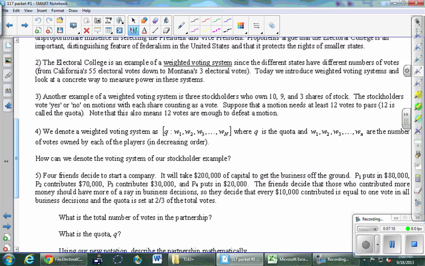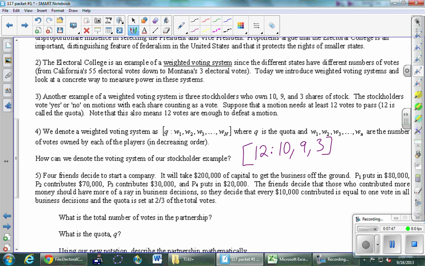So the stockholder example that we talked about, here's how we write it. The quota for the stockholder example is 12. And then you put a colon, just part of the notation every time. And then you just list how many votes each person has from biggest to smallest. 10, comma, 9, comma, 3. Close the brackets, that's it. Everybody understand how to write this down? And the nice thing is it's a really compact way to get everything in this paragraph, number 3 here, written down. That's all we need to know.